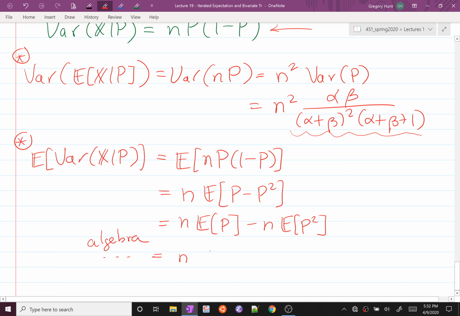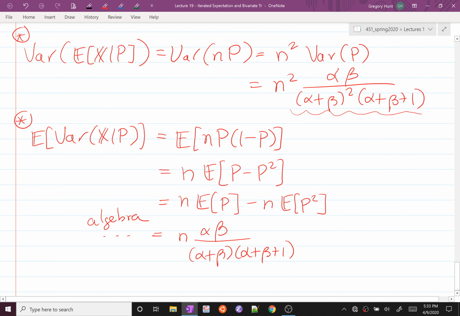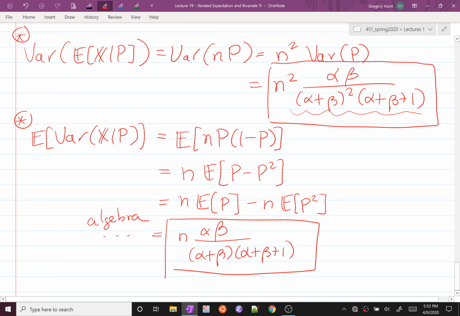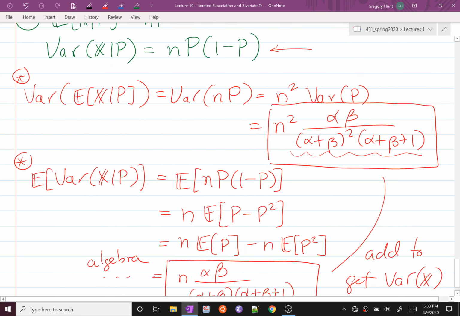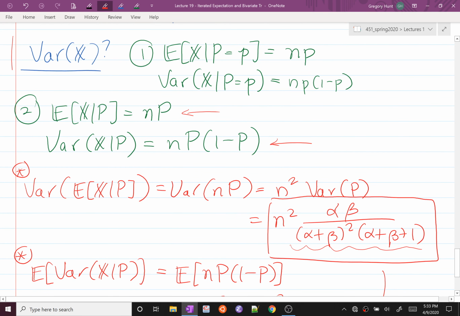It's n alpha beta over alpha plus beta plus 1. So those are our two components, and to get the variance of x, we just add these two together. So I'm just going to say add to get variance of x, which is what we wanted. All right, if we go back up, the question was, what's the variance of x? So it's a bit more involved, but it's very similar.